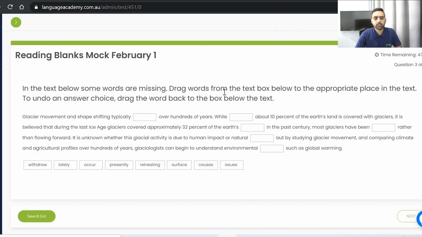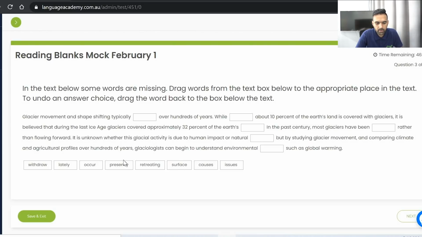Alright, let's have a look at the third one as well. Glacier movement and shape shifting typically dash over hundreds of years. So glacier movement kind of takes place over hundreds of years. Let's see what word we have. Withdraw over, lately over, occur over. Occur can be the right answer. Presently over won't make any sense.